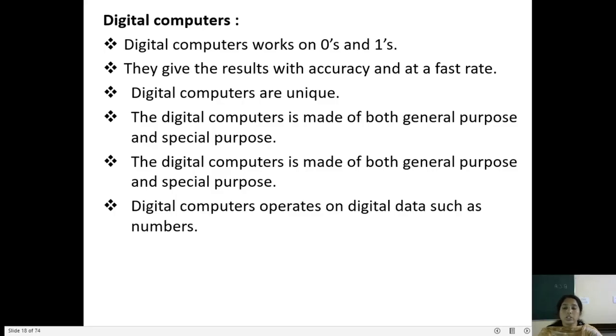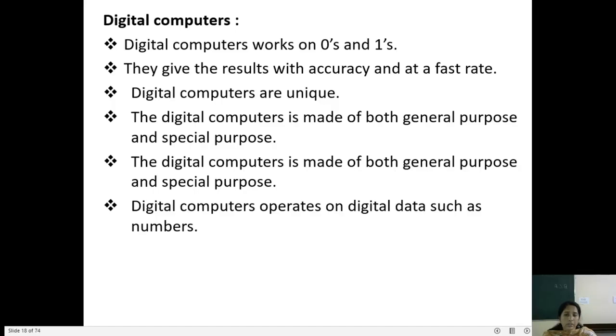When you come to the digital computers, these computers are those which work on zero and one, that is binary language. The computers which work on machine level language, those computers we call digital computers. And these computers give accurate results at a very fast rate, and they are classified into general purpose and specific purpose computers. Okay, and it is one which helps the user to work with numbers.